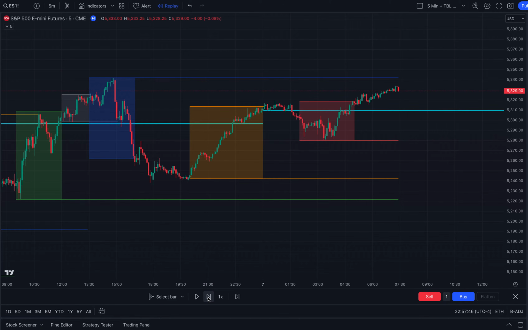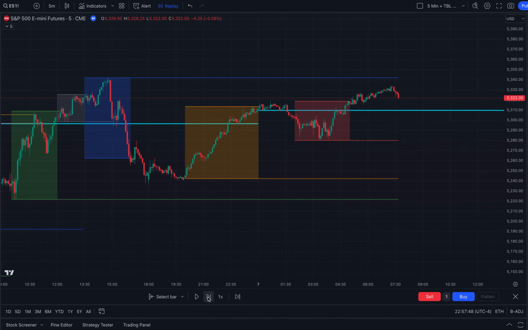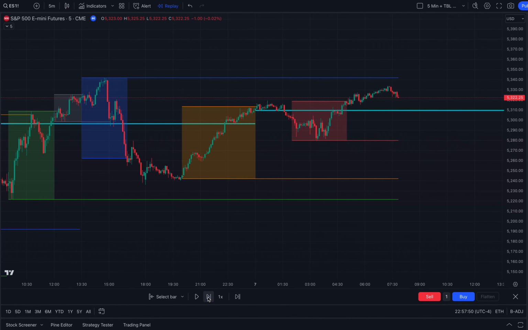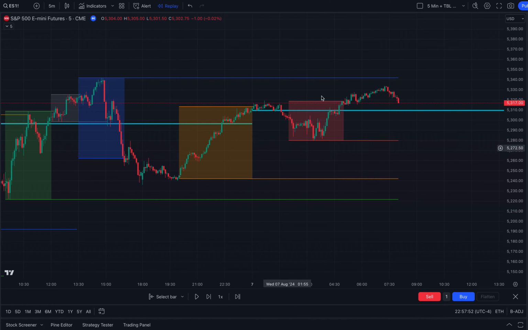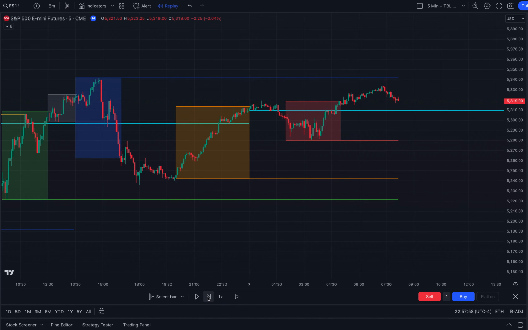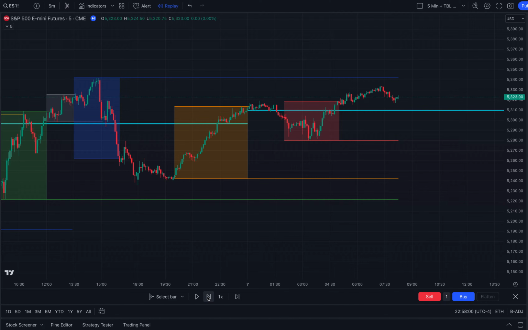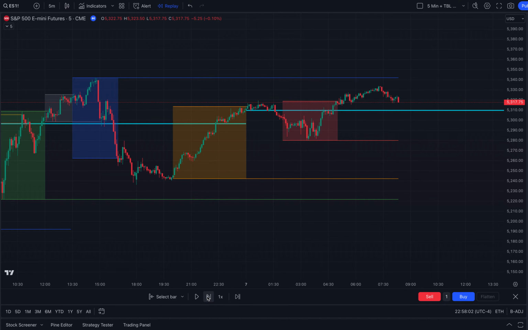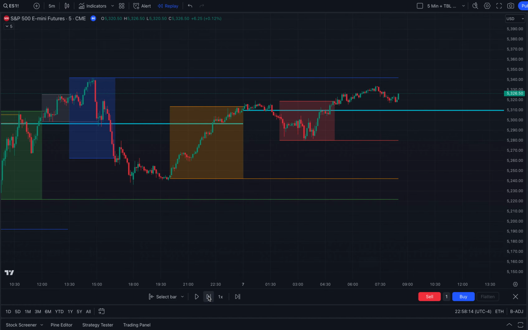So I'm going to fast forward through this. I am on a 5-minute chart here. You'll also see this light blue line here. That's the midnight open. And for me, I'm using that as kind of my equilibrium level as I come into the session. Basically, if I do not have a bias, I'd be looking for short ideas above midnight open and long ideas if price is below midnight open.